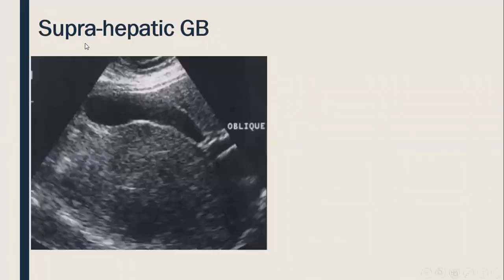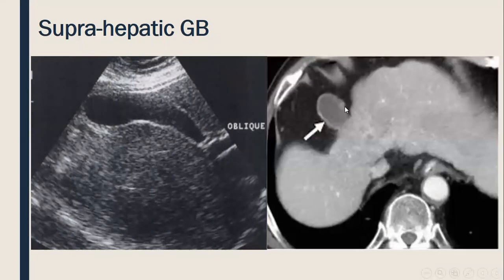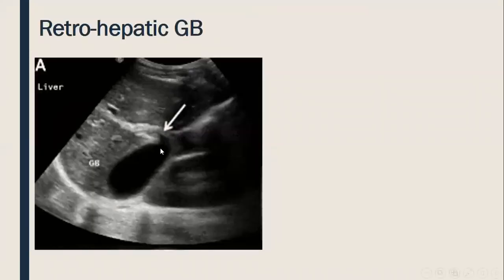Now we talk about the variants in position. We have what is called a supra-hepatic gallbladder, where the gallbladder is located in an ectopic location over the dome of the right lobe of the liver. This type may be associated with hypoplasia of the right liver or with a right diaphragmatic hernia. As we see here, there is hypoplasia of the right lobe of the liver, and there is the supra-hepatic gallbladder. We have another type, the retro-hepatic gallbladder, which lies here, as we see.